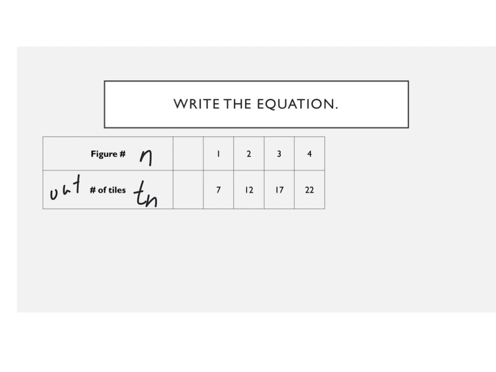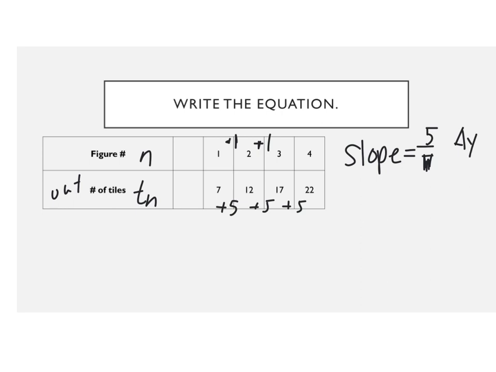So 12 minus 7 is 5. 17 minus 12 is 5. 22 minus 17 is 5. And it's growing by 1 figure each time. So our slope here is going to be 5 over 1, the change in y over the change in x.